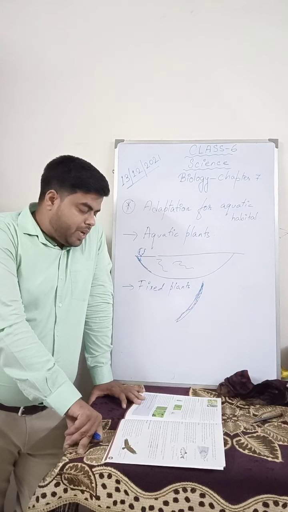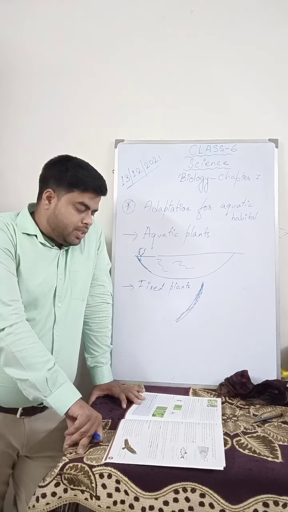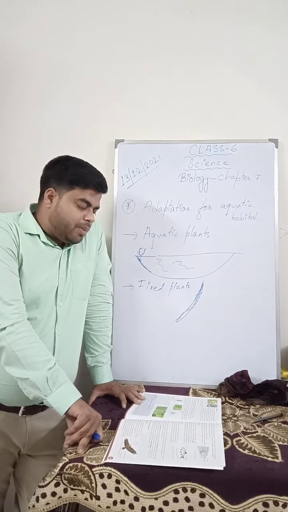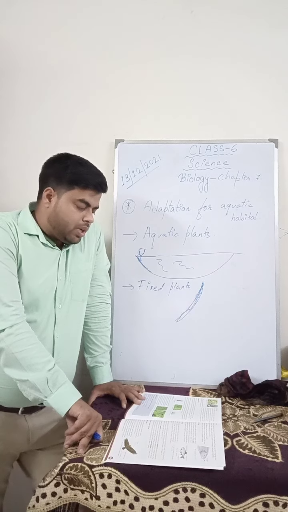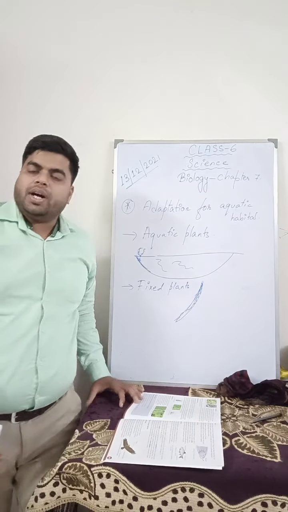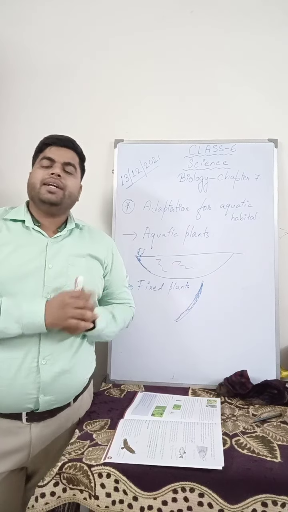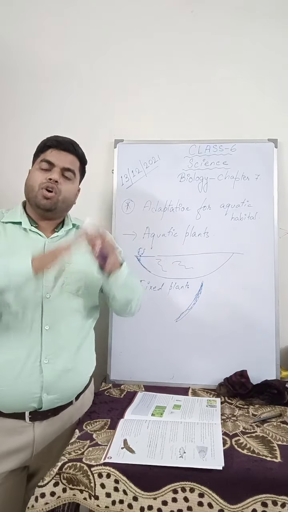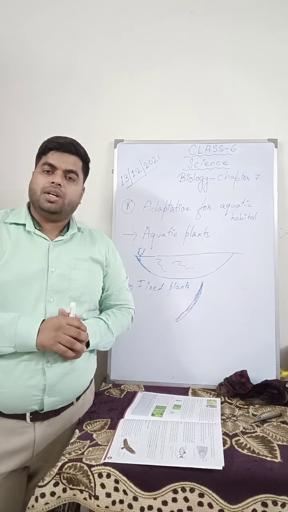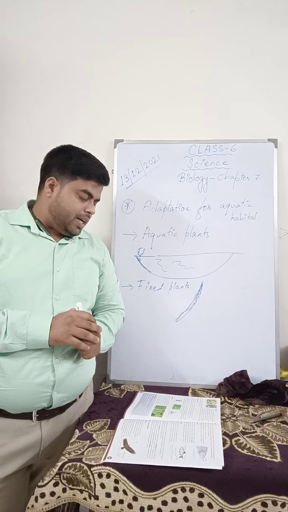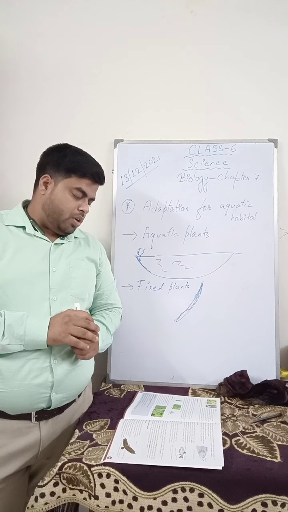The next type of plants are underwater plants. These plants grow and remain completely submerged in the water. So underwater plants are those plants which remain inside the water. The whole plant is inside the water. That is why they are known as underwater plants. For example, Hydrilla, Vallisneria and pondweed.